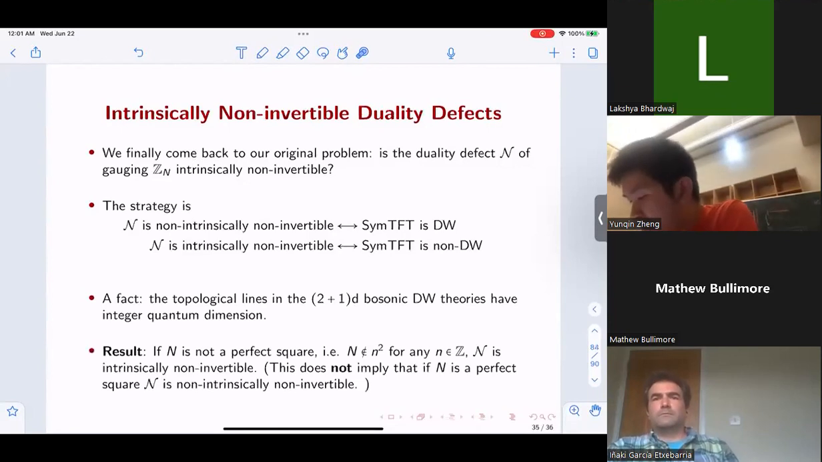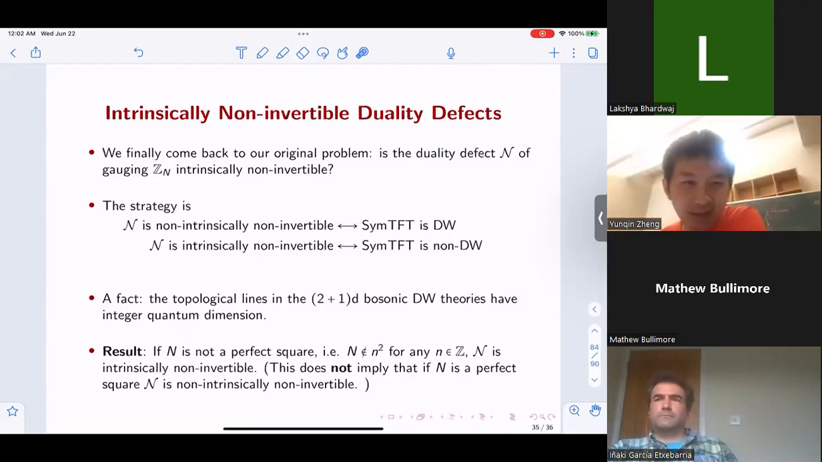And also, the symmetry TFT we obtained contains lines with quantum dimension square root of n. By comparing with this fact, we immediately conclude that when n is not a perfect square, then the symmetry TFT is not Dijkgraaf-Witten, and therefore the duality defect is intrinsically non-invertible. And indeed, when n is a prime number, as we concluded in the earlier part of the talk, it's intrinsically non-invertible. This is consistent with this observation from the symmetry TFT point of view.